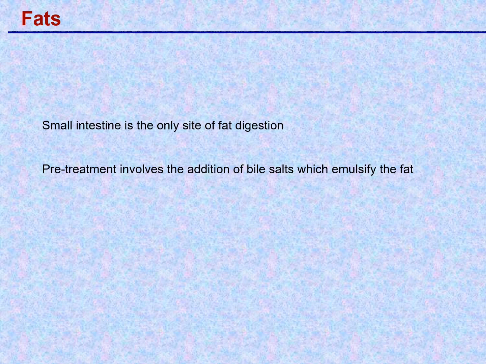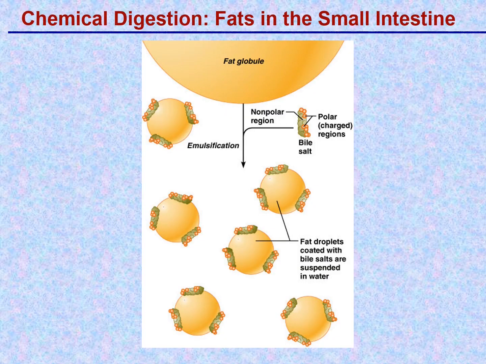The small intestine is the only site where fat digestion occurs, and the pre-treatment required is the addition of bile salts, which can emulsify the fat. So the fat needs to get emulsified, and it's done by the action of the bile salts. Now, the bile salts, and here's a diagram of the bile salt, it's actually very uncomplicated, simple how they work.